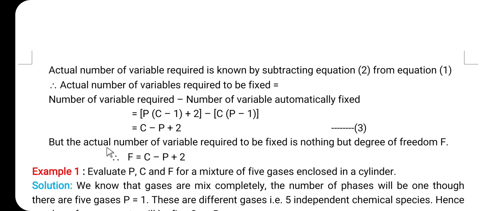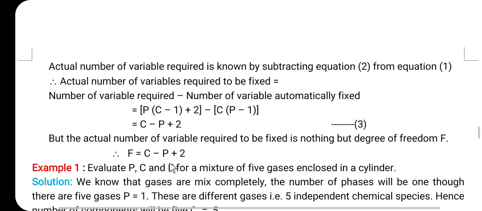All of you know that the actual number of variables required to be fixed is nothing but the degree of freedom, denoted by the symbol F. So equation 3 can be written as F = C - P + 2. Friends, this is the mathematical derivation for the phase rule, F = C - P + 2, where F is the degree of freedom, C is the number of components, and P is the number of phases.